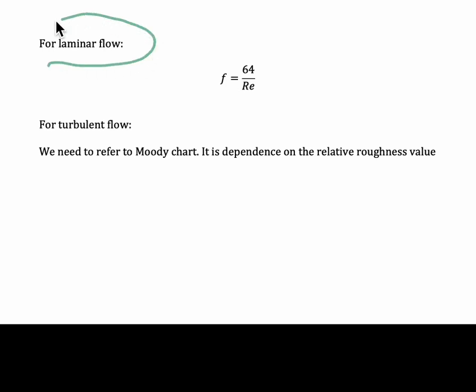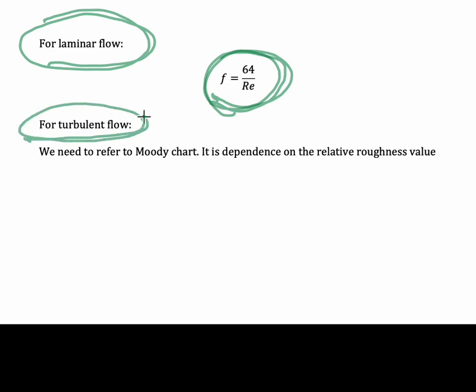Because if the flow is laminar, we could calculate straight away the value of f, the friction factor, as 64 over Reynolds number. So this is the fixed equation for us to calculate the value of f. However, if the flow is turbulent, we need to refer to the Moody chart, and it is dependent on the relative roughness value. So if the flow is turbulent, we need to get the value of f from the Moody chart.